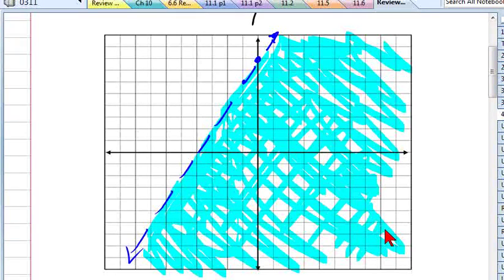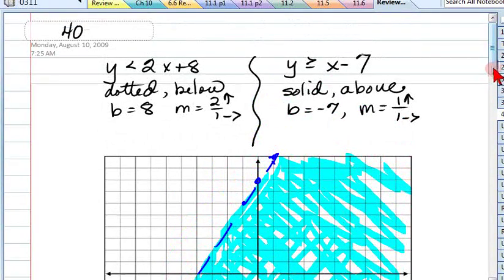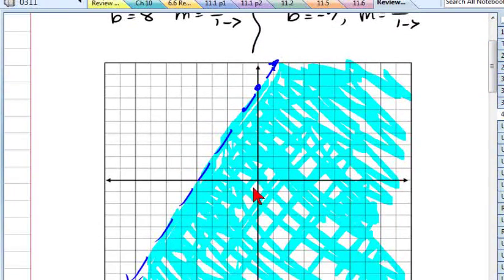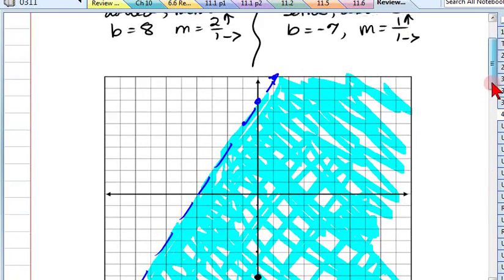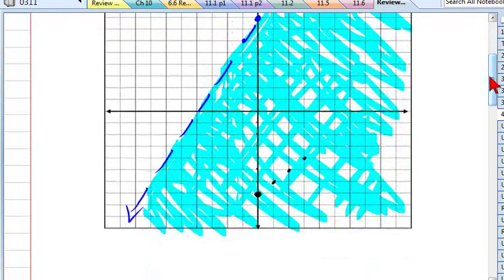Okay, that's the first one. The second one, solid, shade above. Begin at negative 7... 1, 2, 3, 4, 6. From there, go up 1. Wait a minute. Up 1, right 1. Shade above.